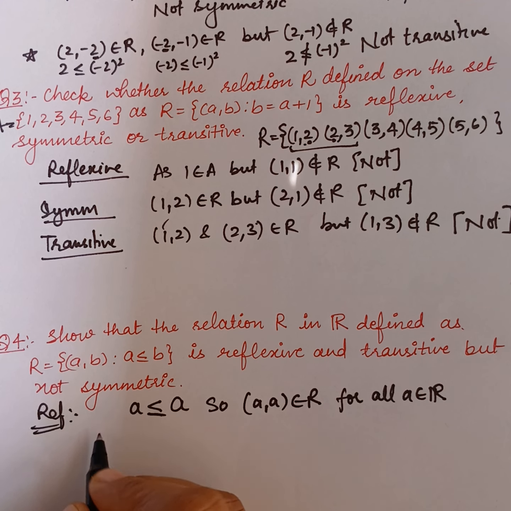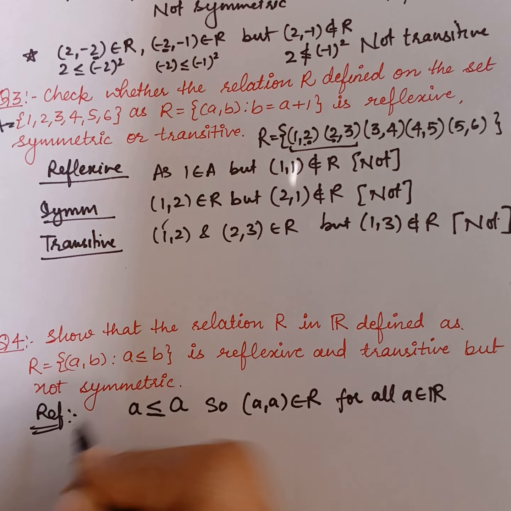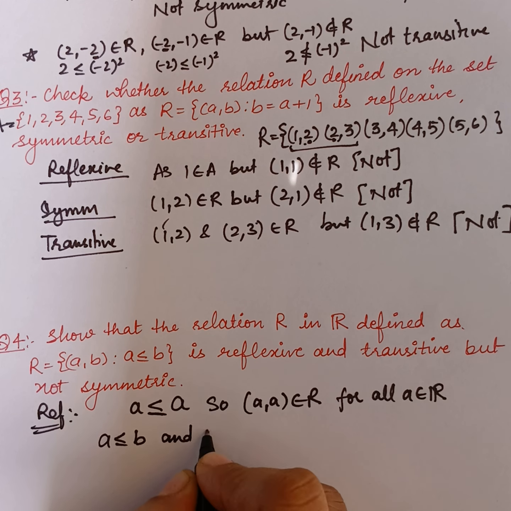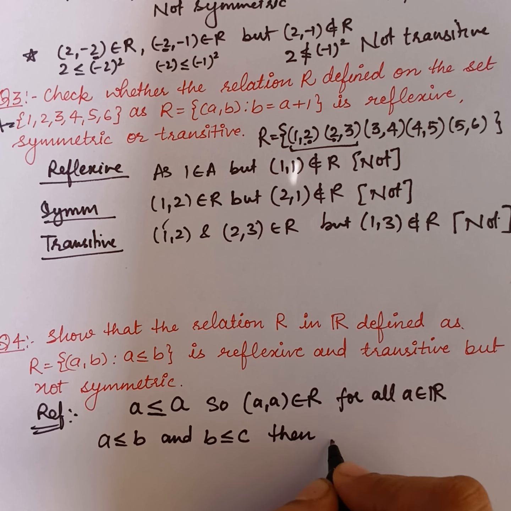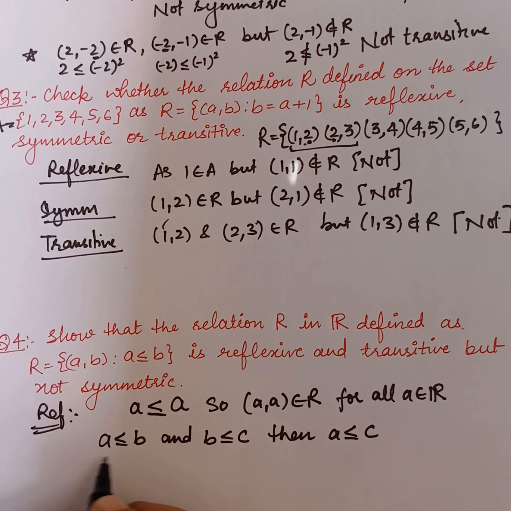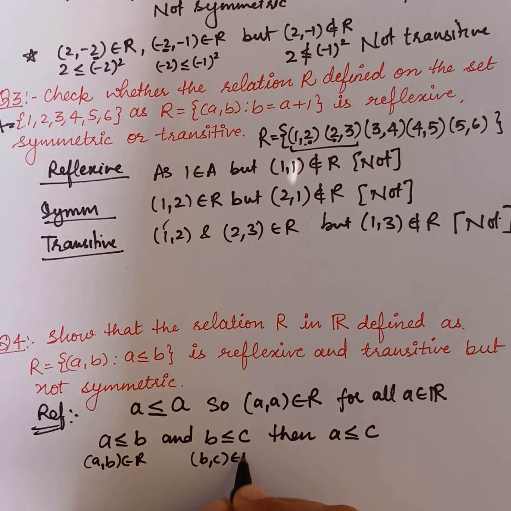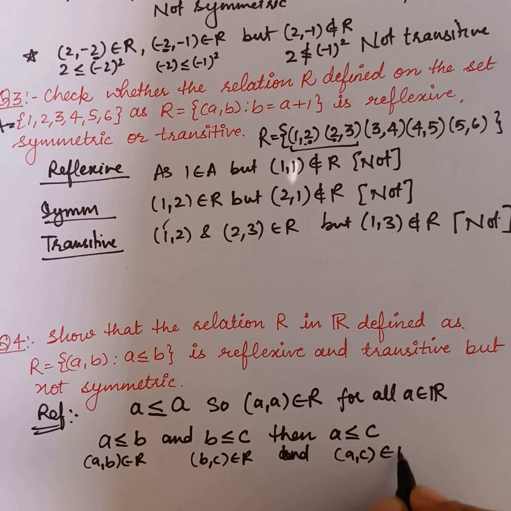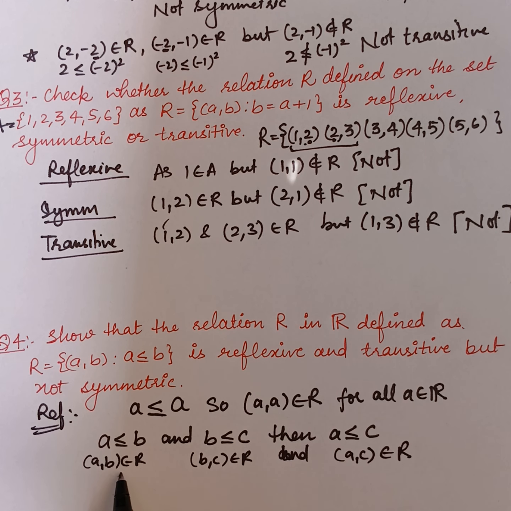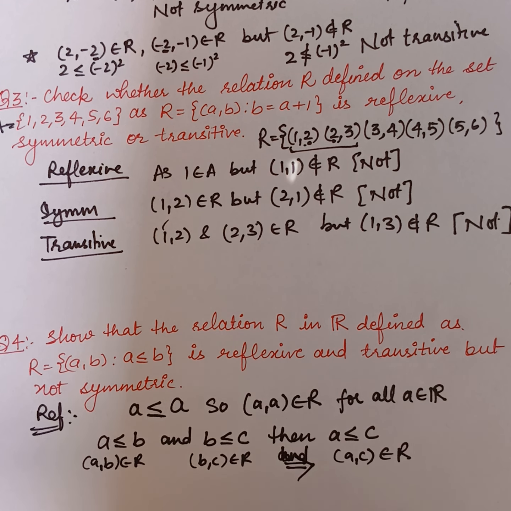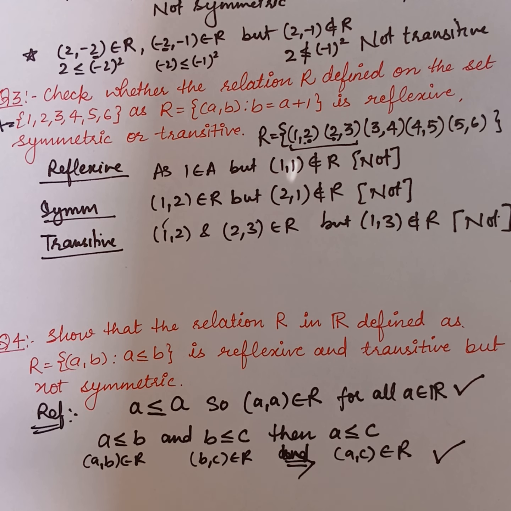Now for symmetric, I will do transitive first and then we will find the example for symmetric. For transitive, we know that if a ≤ b and b ≤ c, then obviously a ≤ c as well. So a ≤ b means (a, b) belongs to R, and b ≤ c means (b, c) belongs to R, and a ≤ c means (a, c) also belongs to R. So we have (a, b) and (b, c) belong to R implies (a, c) belongs to R. So it is transitive, it is reflexive, but it is not symmetric.